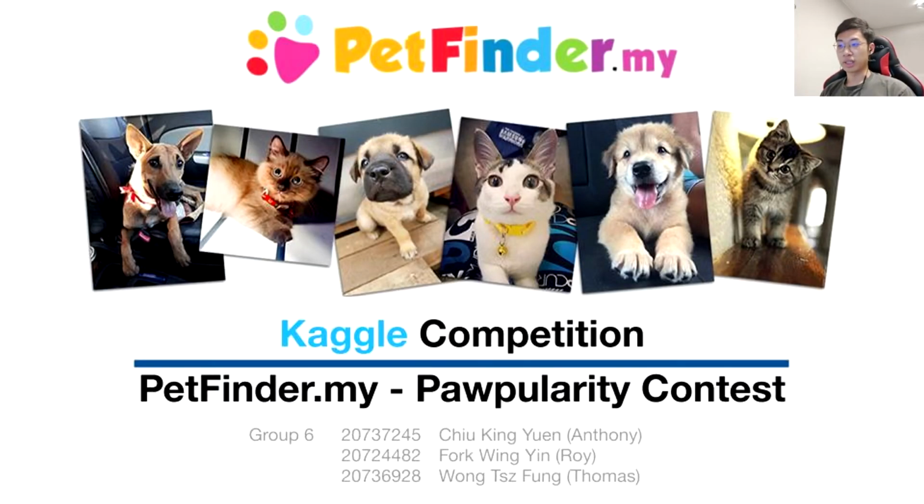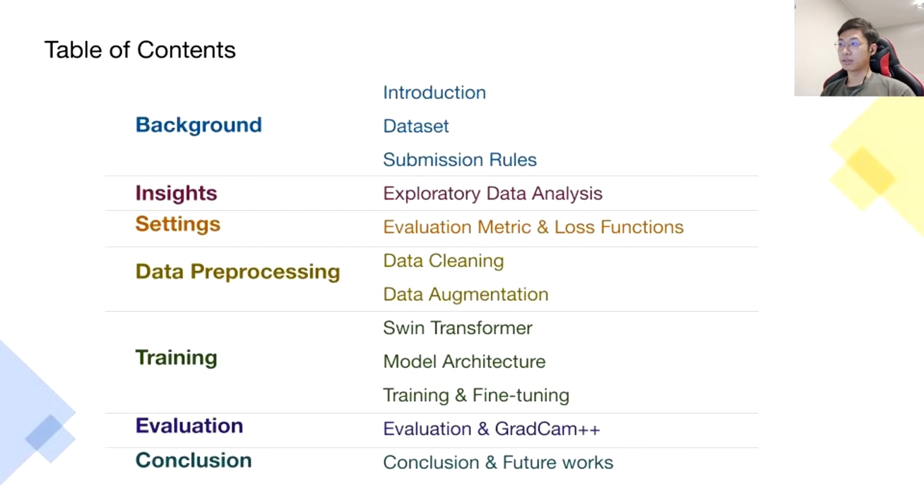Today I'm going to present our project on the Kaggle competition PetFinder.my popularity contest. So this is our table of contents. First, we will go through the background. Then in the EDA section, we will show you some insights. Then moving on, we will have a section about evaluation metric and loss functions. Then the next part will be about data preprocessing. Then training, evaluation, and then give you a little bit on the conclusion and some extra work that we could do in the future.